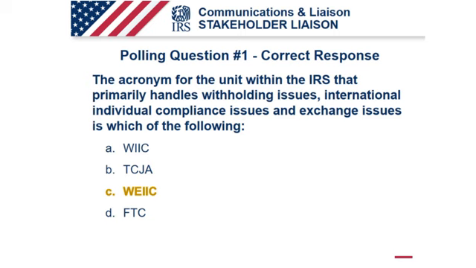Sure, thank you. The question asks what is the acronym for the unit in the IRS that handles withholding issues, international individual compliance, and exchange issues. And the answer is C, WEIIC. It's an acronym for Withholding, Exchange, and International Individual Compliance. Thank you.